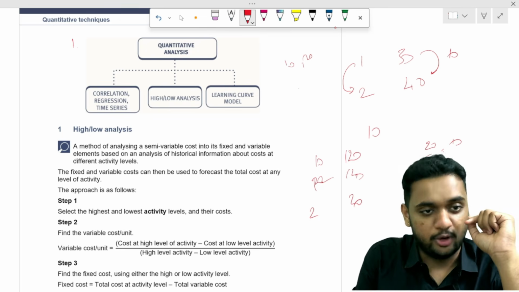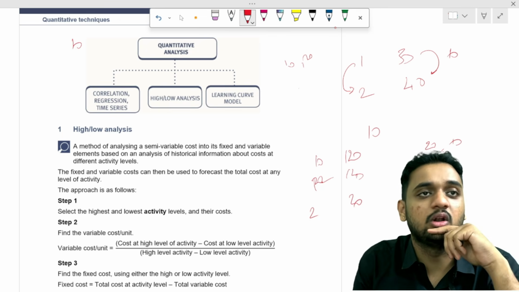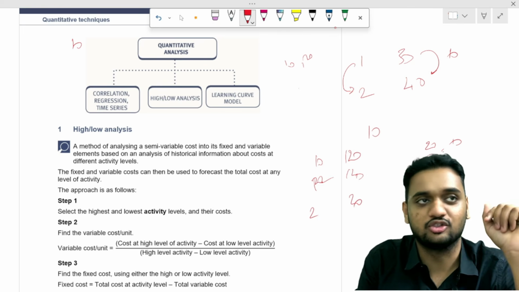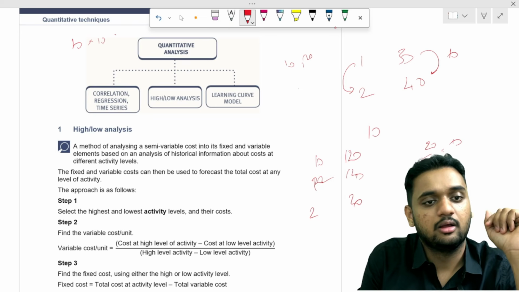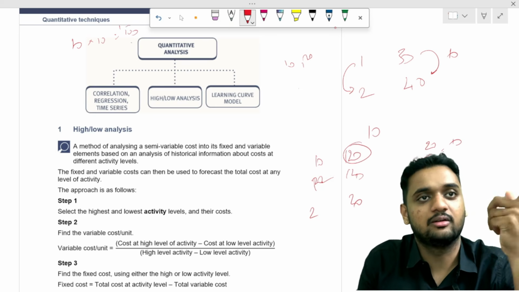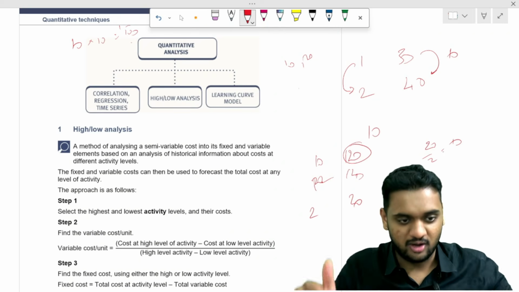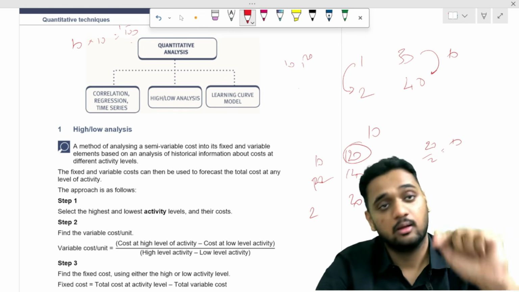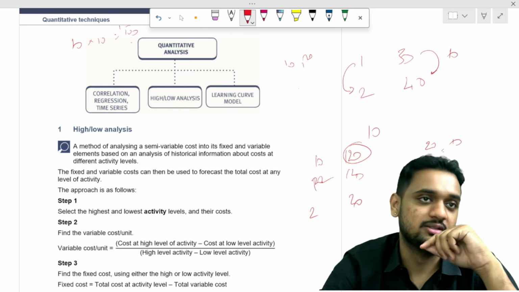If I am producing 10 units, what should be my total variable cost? 10 into 10, 100. What is the total cost? 120. 120 minus 100. Understood? That is what we are going to learn now. To find the fixed cost, first we have to find the variable cost per unit.